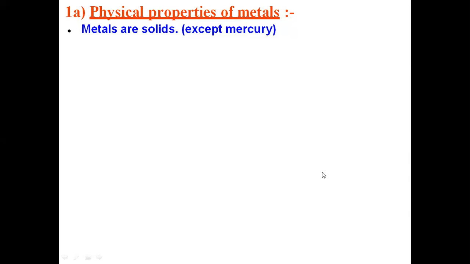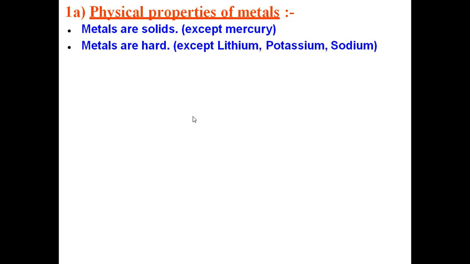The second property of metal is that metals are hard. We all know that these metals are hard in nature. But still there are some metals which are soft in nature. The examples are lithium, potassium, sodium. These are all substances which are soft in nature. Why are they soft in nature? The main hardness of the metal is because of the strong metallic bond present between the metal atoms. So between the metal atoms or ions, there will be a strong metallic bond.